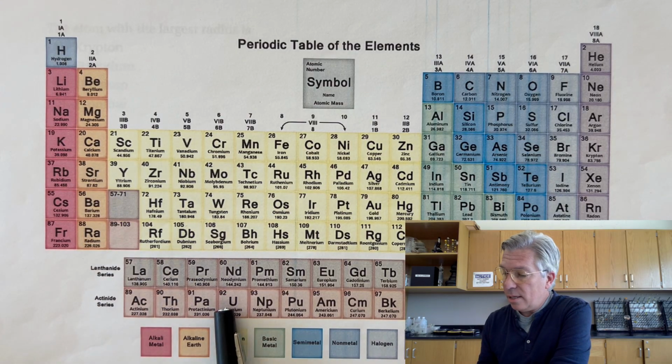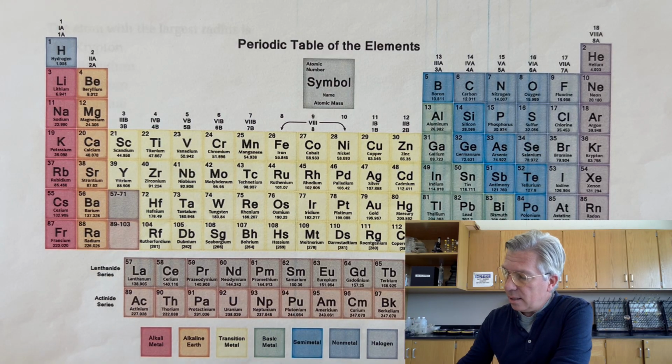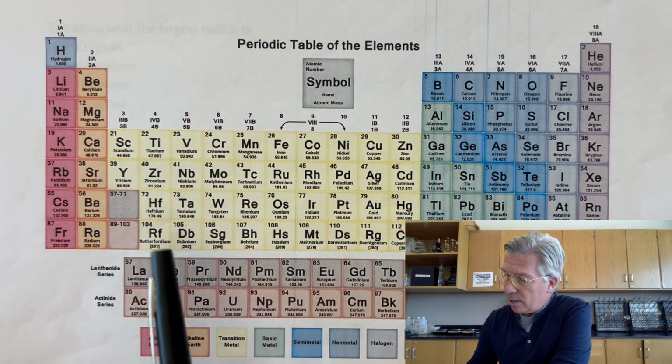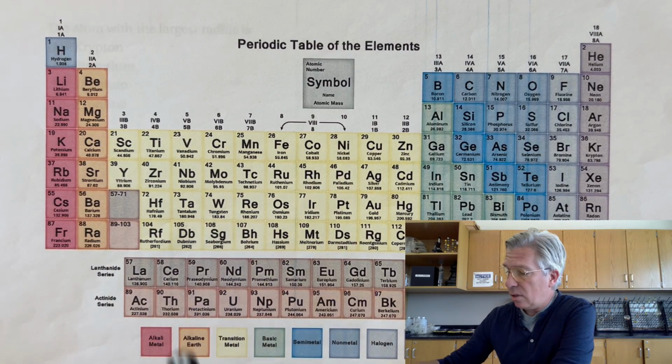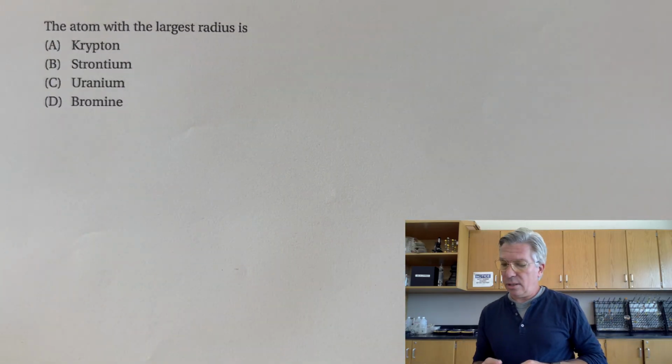Now you might think that uranium would be the biggest one because it's farther down, but in fact these elements right here actually slide in this little spot. So uranium is actually to the right of strontium. And so strontium is going to be my choice for the largest radius.